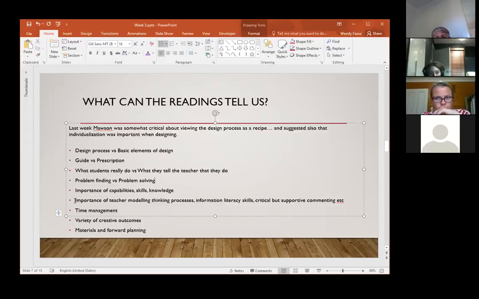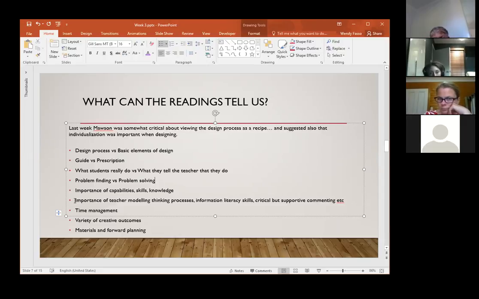The role of the teacher is critical. And Mawson highlights that the way you model and you think out loud, and you model the thinking processes, and you model how to find information, and you provide critical but supportive commenting. Mawson goes into quite a deal of depth on the role of the teacher in the classroom. And that, again, is a critical question you could ask, and certainly use Mawson as reference. What is your role as a teacher in a design technologies classroom?